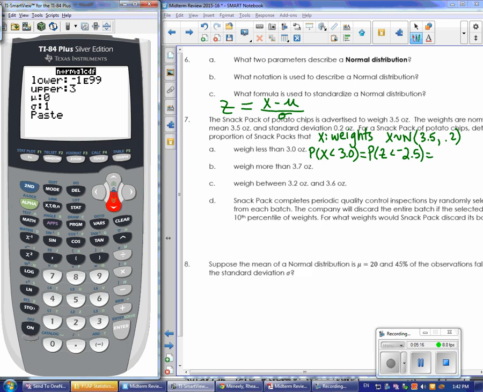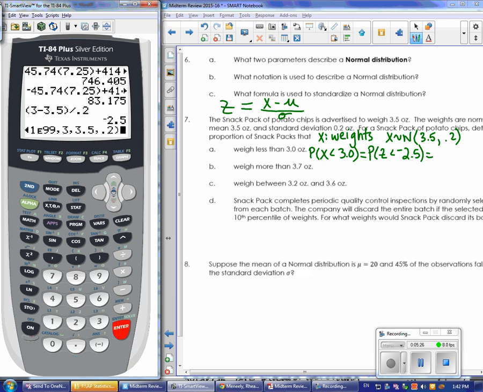But the mean and standard deviation of x is not 0 and 1, so I'd have to adjust it to 3.5 and 0.2. And if we press enter, we get the probability of 0.0062.